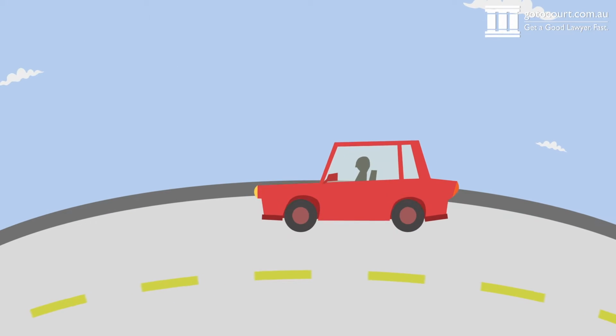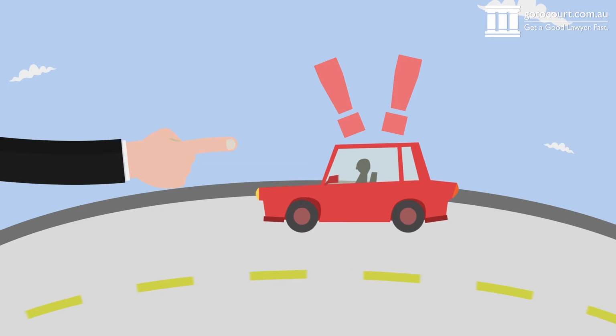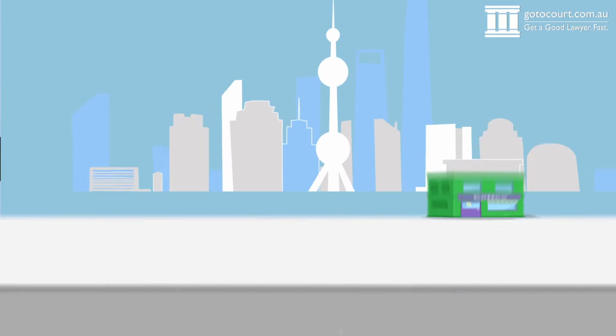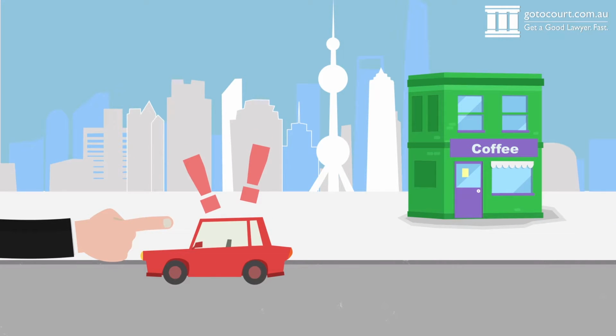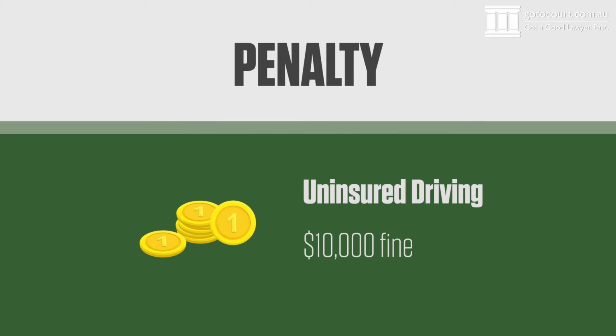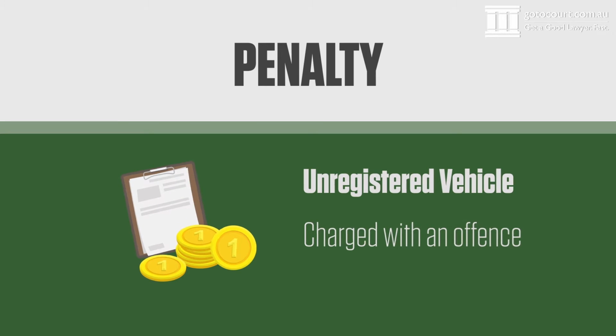A motorist in South Australia will be charged with an offence if they drive without the correct compulsory third-party or CTP insurance, or if they leave an uninsured vehicle standing on the road. This will come to light following an accident, when you exchange insurance information with the other party or parties involved in the accident. The penalty for uninsured driving is a fine of up to $10,000. You will also be charged with an offence if, after an accident, a police officer discovers your vehicle was unregistered. In this case, you will be liable to pay a fine of up to $7,500.